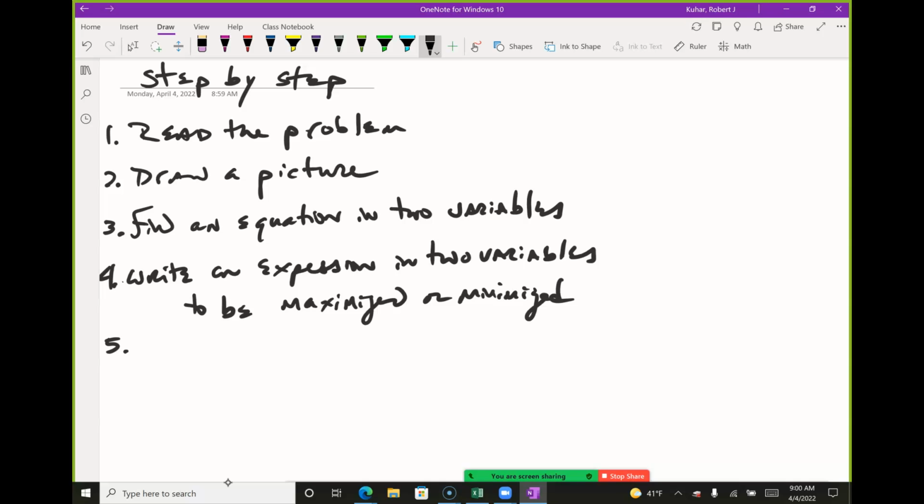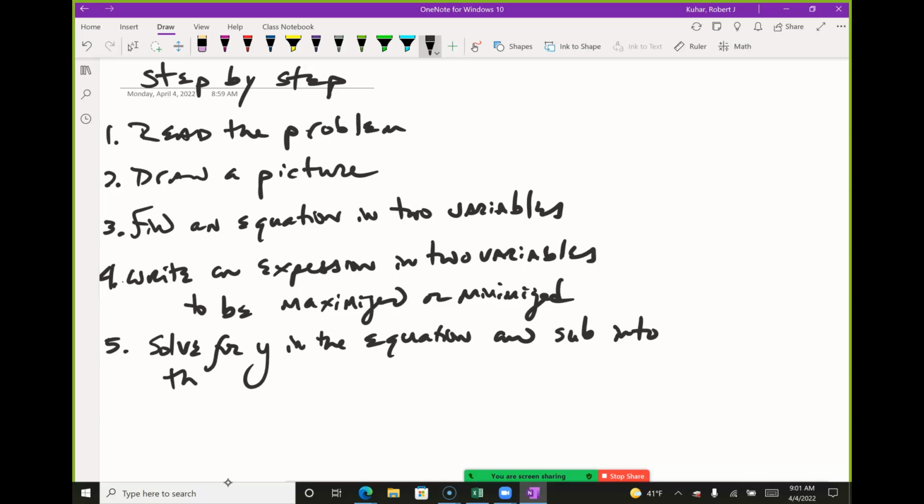Solve for one variable in the equation and sub into the expression to create a function of x. Solve for y in the equation and sub into the expression to create a function of x.